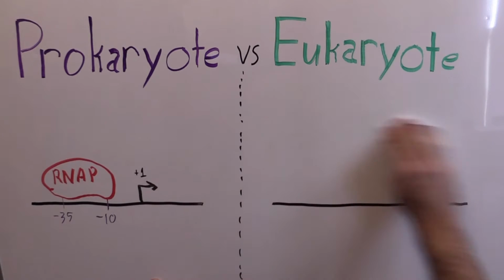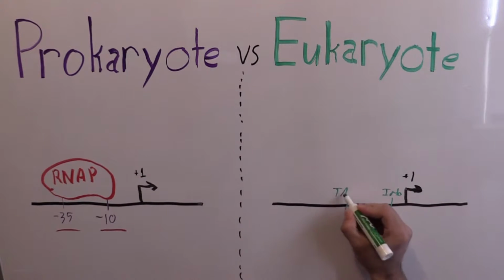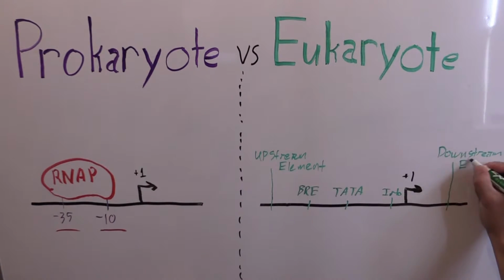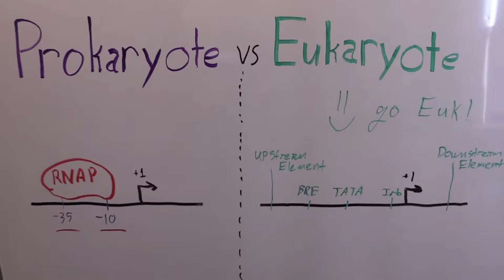Another distinction between prokaryotes and eukaryotes is the promoter elements. In prokaryotes, upstream of the +1 site, we have the -10 and -35 sites. In eukaryotes, upstream of the +1 site, we have the initiator sequence, the TATA box, the BRE, and both upstream and downstream promoter elements. Euks, yeah, they got it going on. These promoter elements are places for general transcription factors to bind.